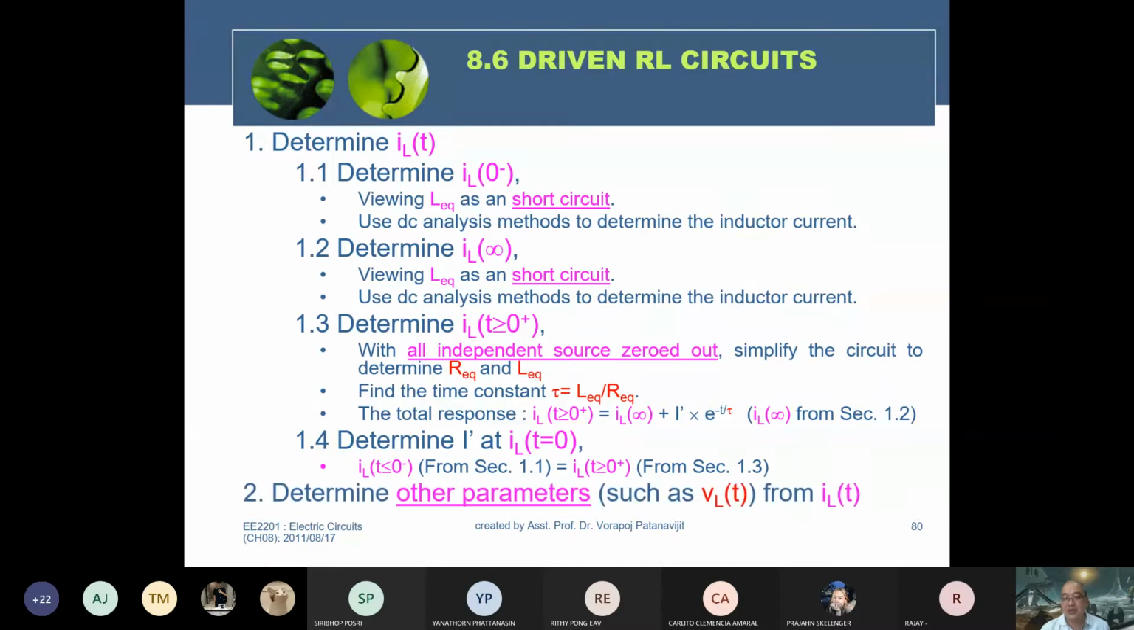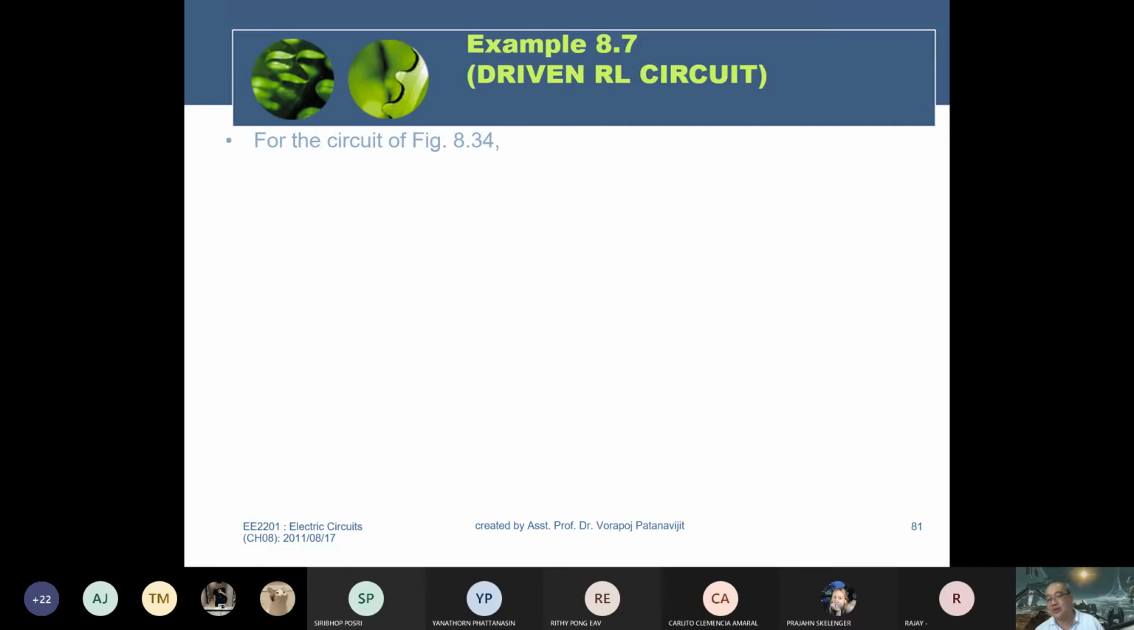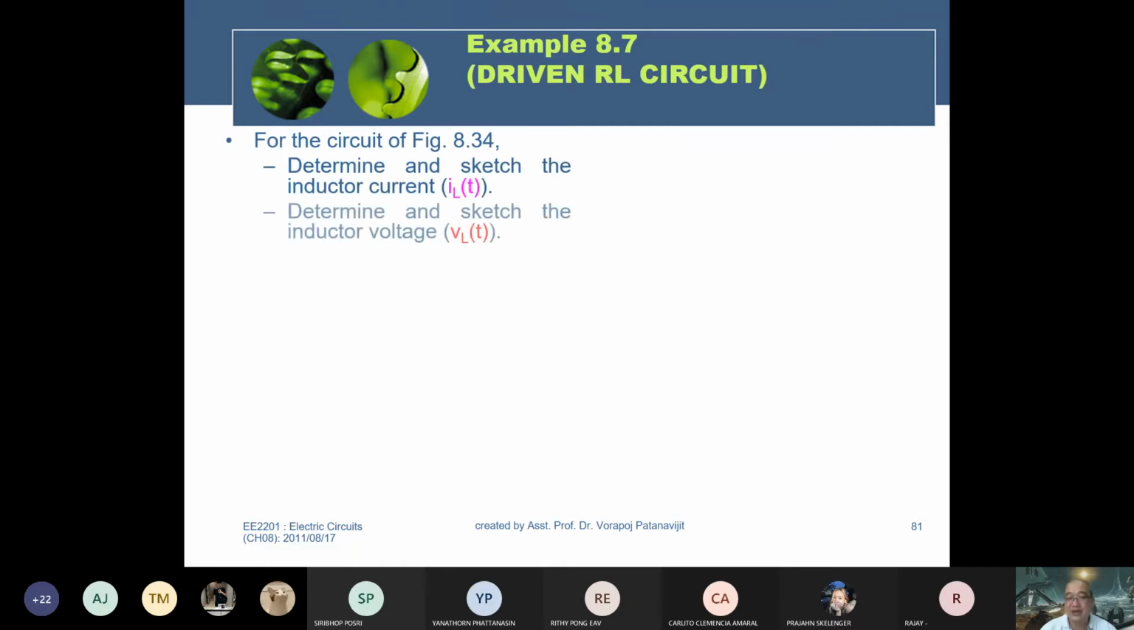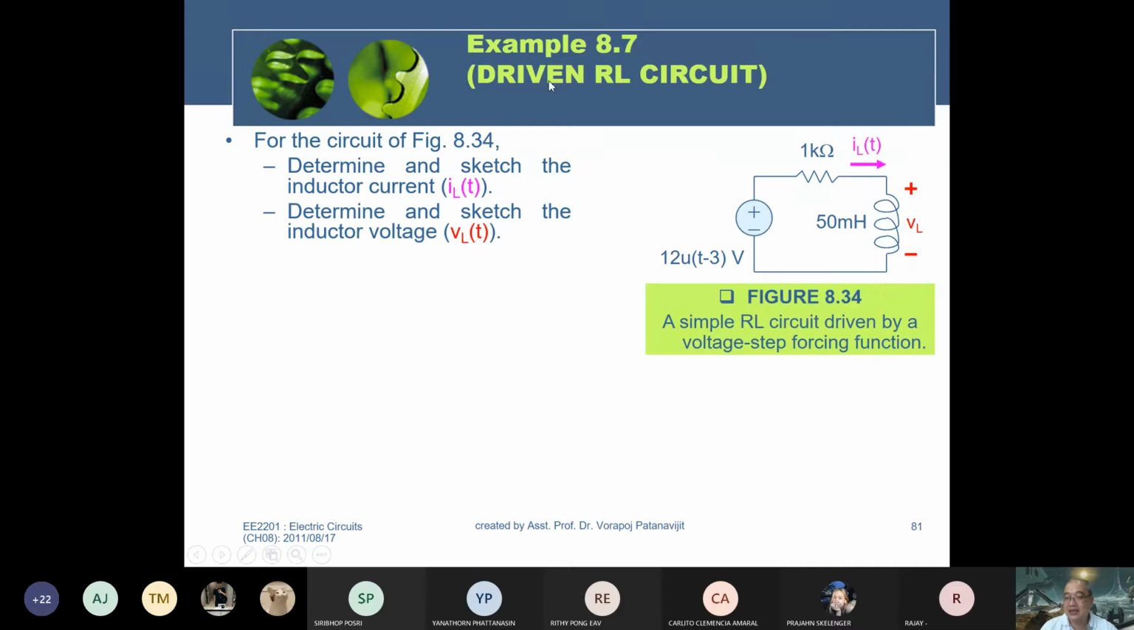And if you would like to determine the other parameters such as the inductor voltage, the resistor voltage, or the resistor current, derive them from the inductor current. In order to give you more understanding, I will provide an example instead. Here in this case, we start with a simple one first.